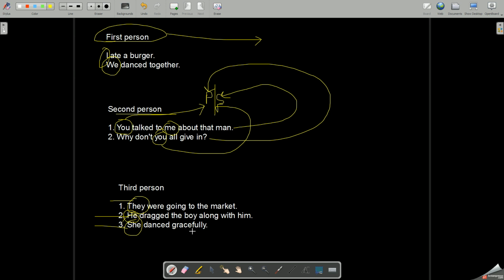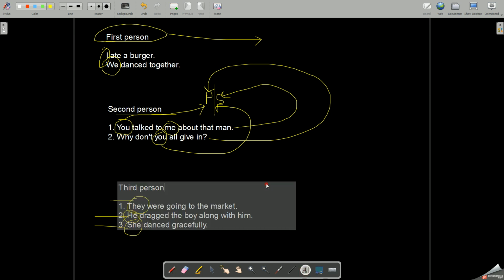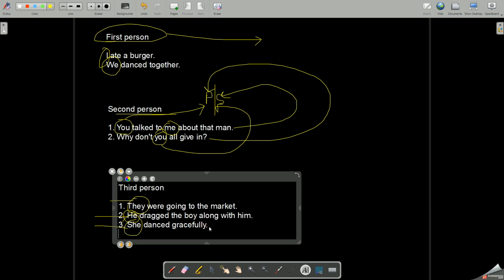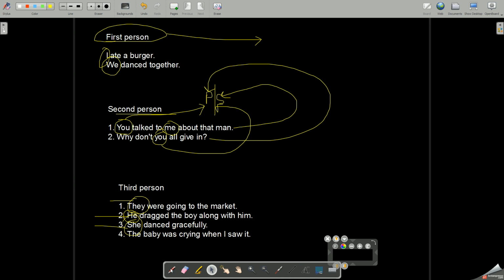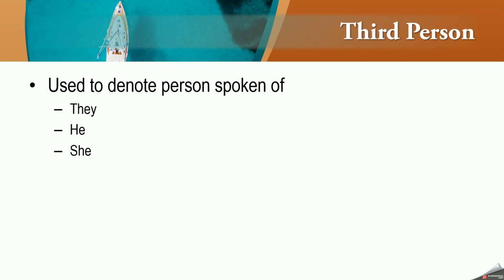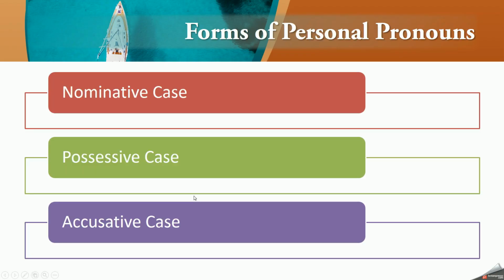Along with this, we can have some other statements also, like: the baby was crying when I saw it. So over here we are referring to the baby with the word it, with the pronoun it. There are three forms of personal pronouns: nominative case, possessive case, and accusative case.